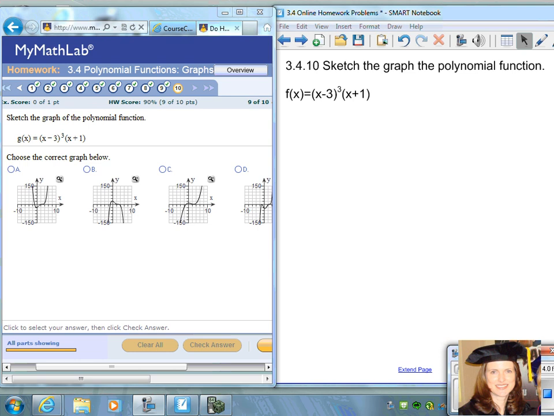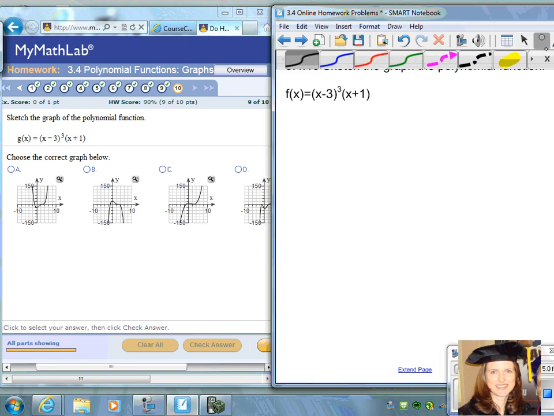The last question in section 3.4, polynomial functions graphs. We are given a polynomial function f of x is equal to (x minus 3) to the third power times the quantity (x plus 1). Sketch the graph of the polynomial function.